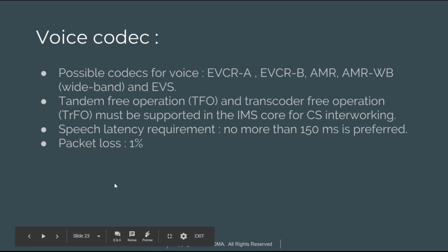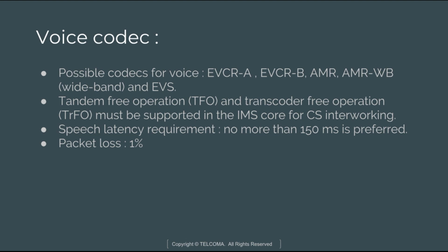Voice codec: what are the codecs we are using for voice in a video? Possible codecs for voice are EVRC, AMR, AMR wideband. Tandem free operation and transcoder free operation are supported in IMS for circuit switch interworking. We can have a speech latency requirement, which is no more than 150 ms preferred, and packet loss is 1%.